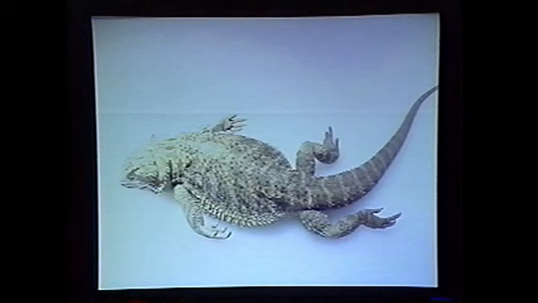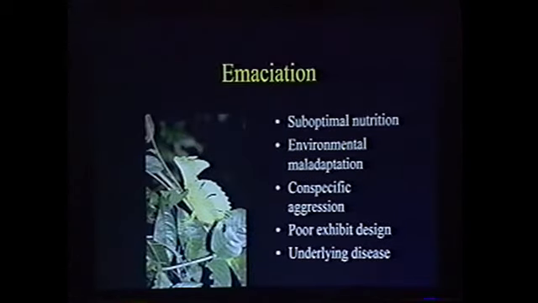Coelomic distension associated with obesity in a bearded dragon due to marked enlargement of the fat bodies. This bearded dragon also has hepatic lipidosis. Emaciation can be associated with suboptimal nutrition, environmental maladaptation, conspecific aggression, poor exhibit design, and of course underlying disease processes.